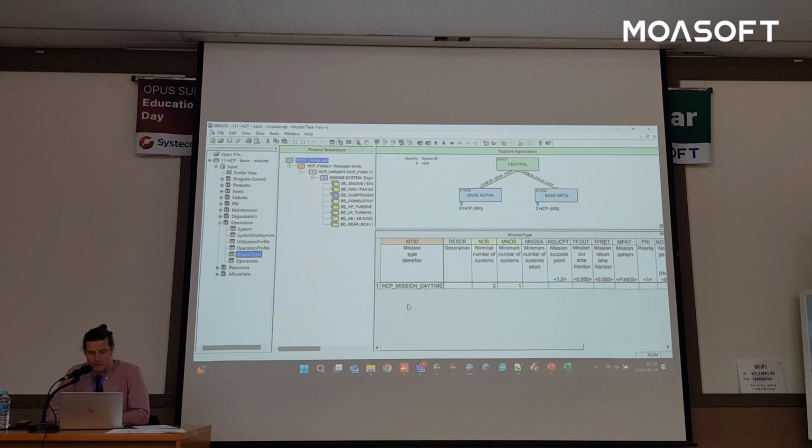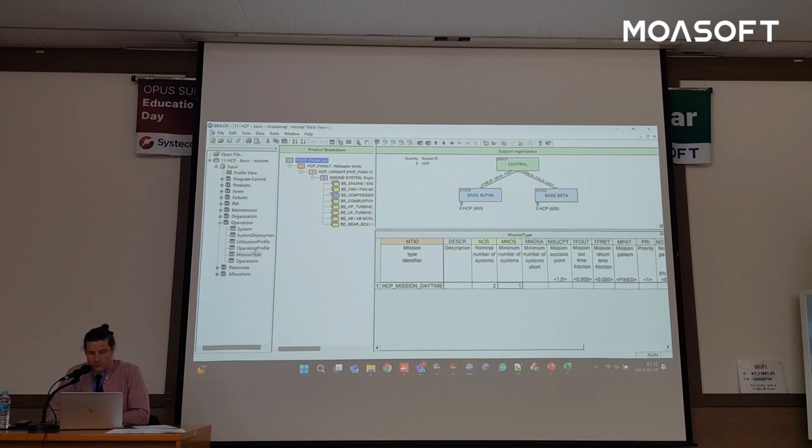So here we have defined our mission. We call it a mission daytime. We say that the nominal number of systems is 2. So when we take off for this mission, we leave with 2 helicopters, but we say that it's okay to continue as long as one of the helicopters is operational. So that's the nominal number of systems and the minimum number of systems.